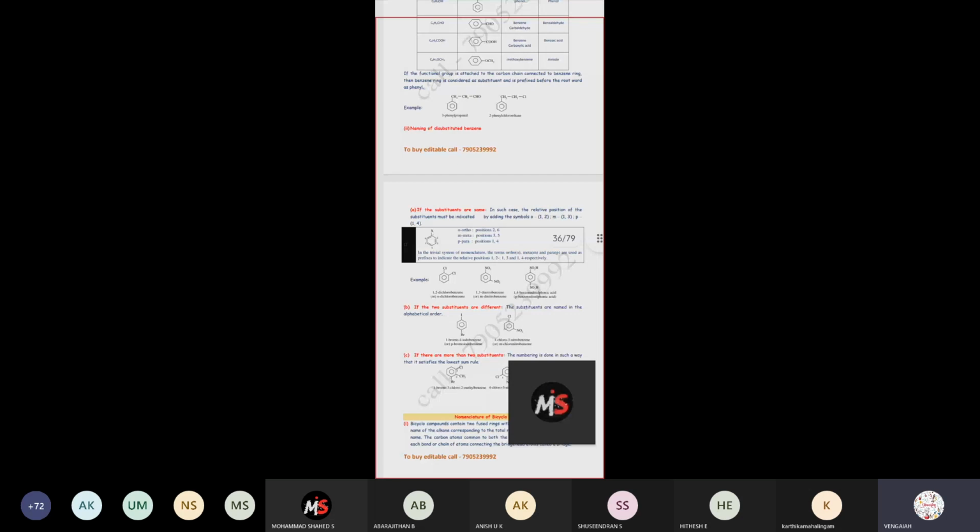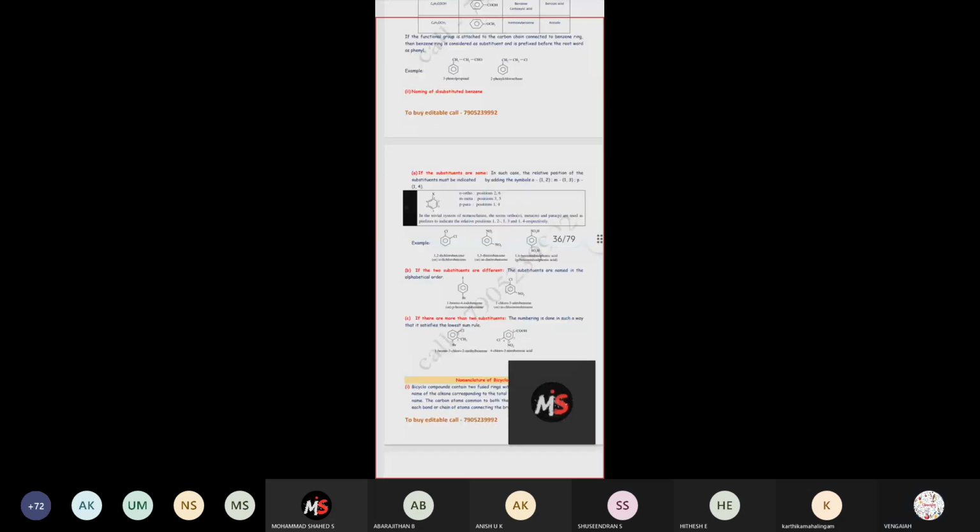If there are more than two substituents, the numbering is done in such a way that it satisfies the lowest sum rule. Sometimes we have variable branches, like a chlorine group, a methyl group, and a bromo group. You can go for alphabetical order. In alphabetical order, bromo is first, so the order is bromo, then chloro, then methyl. That order you can follow.